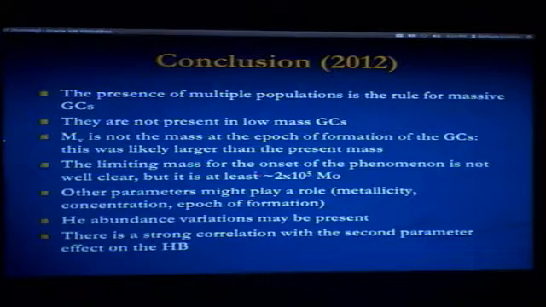However, the limiting mass should be of the order of 2×10⁵, something of this kind. Other parameters may play a role: metallicity, concentration, and epoch of formation. Because in the diagram we have this correlation between age and mass that we have to remember. So maybe epoch of formation may also play a role. Helium abundance variation may be present, at least in some clusters, and there is a strong correlation with the second parameter effect on the horizontal branch.